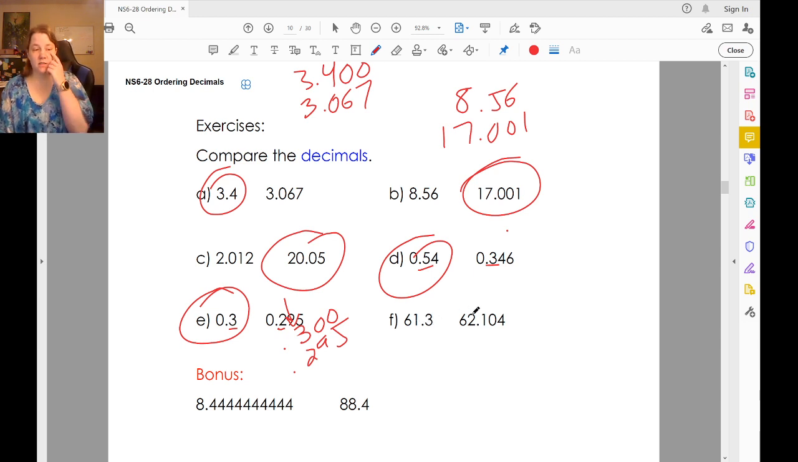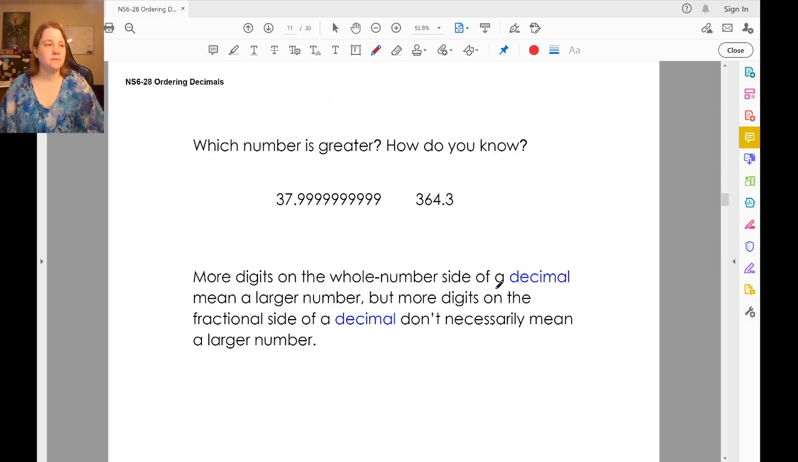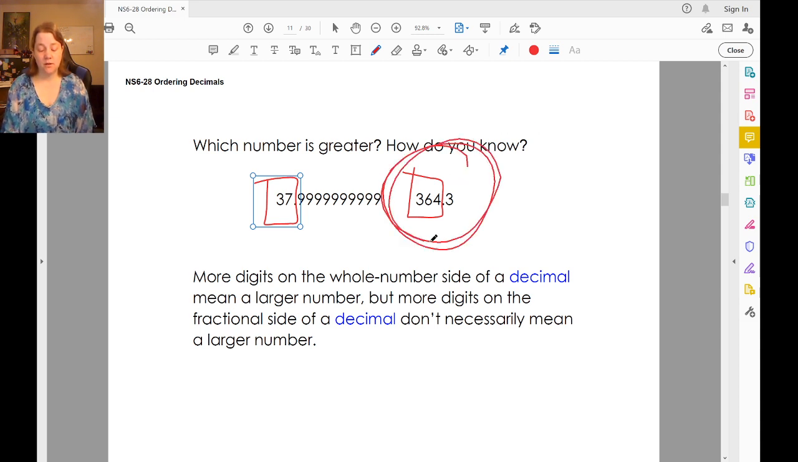61 and 3/10, or 62 and 104 thousandths. 62 is bigger than 61. Over here, this number is longer, but 88 is bigger than 8. So, same thing. We have a longer number over here, but it doesn't really matter how long a number is, especially with a decimal. You have to be very careful, because this whole number is 37, and this whole number is 364. I'd rather have 364 rather than 37.9999999.